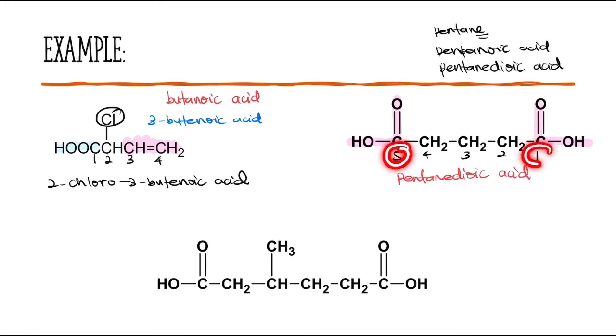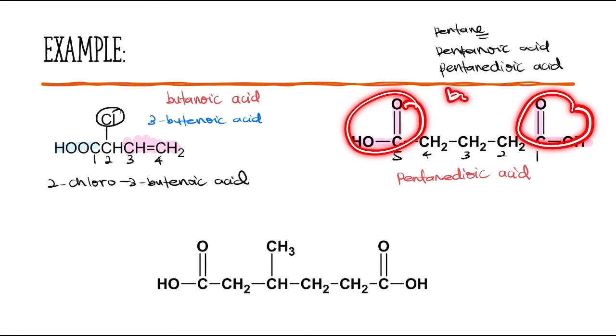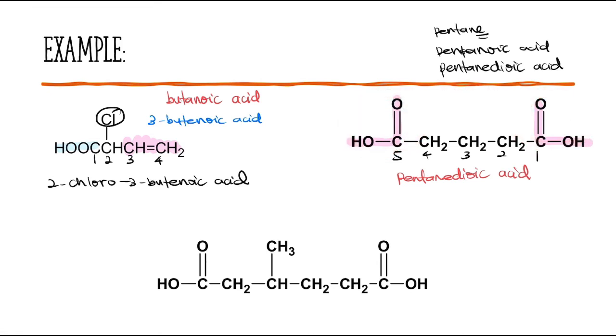So the name for this structure is pentane dioic acid. We don't have to specify the location of the carboxyl group because we understand that if there are 2 carboxyl groups present, both of them will be located at both ends.